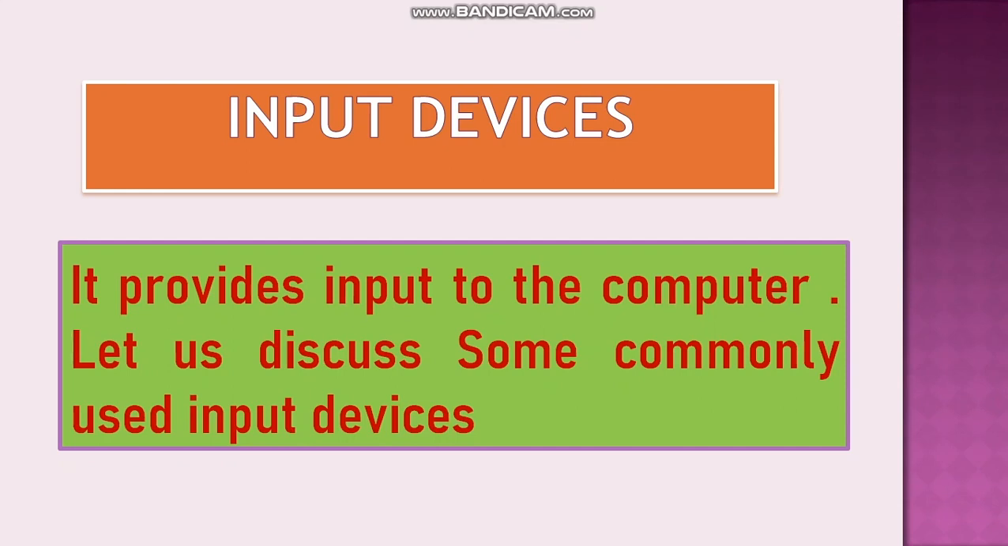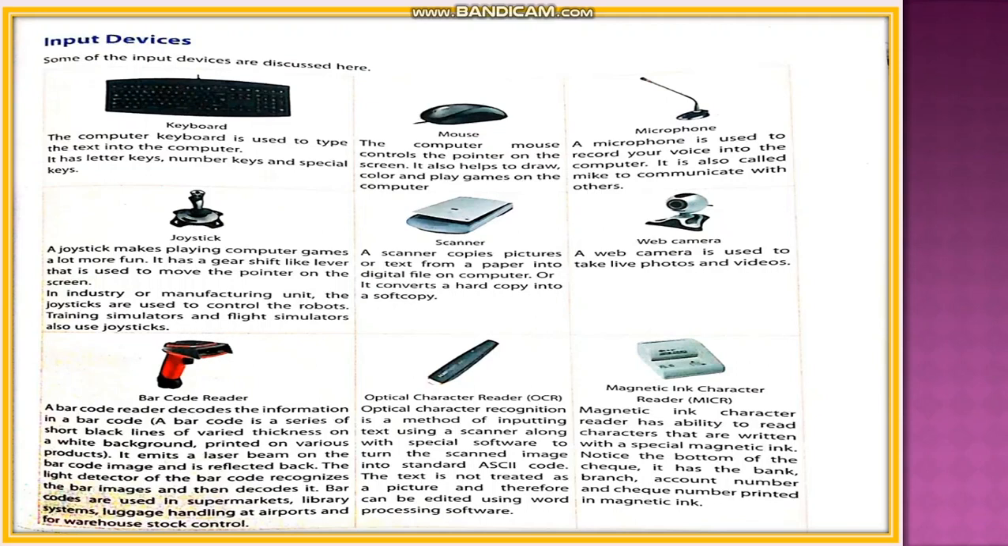It provides input to the computer, and let us discuss some commonly used input devices. First, keyboard. The computer keyboard is used to type text into the computer. It has letter keys, that is the alphabet keys, number keys and special keys. With the help of the keyboard, we provide the input to the computer. Now, mouse. The computer mouse controls the pointer on the screen. It also helps to draw, color and play games on the computer. It is also known as the pointing device.